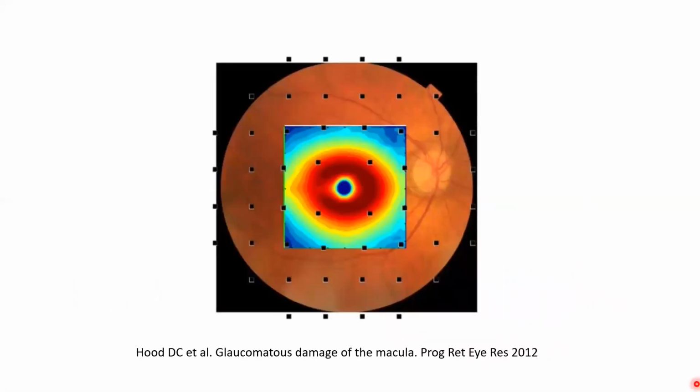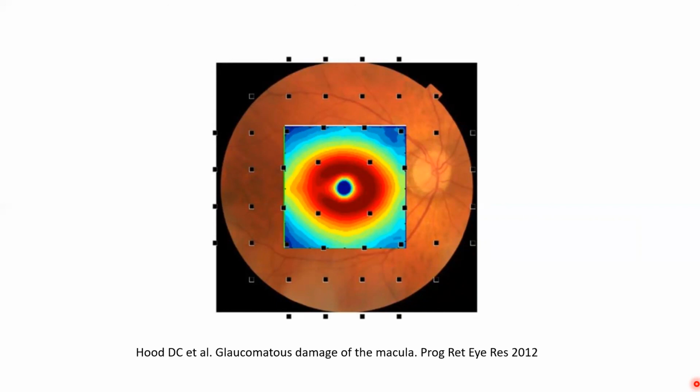And at the same time, Dr. Hood published a study showing that glaucomatous damage of the macula occurs and can be revealed by OCT. But the problem is that the raster of the current perimetry tests falls outside this region of interest. It's simply not dense enough to detect this glaucoma damage in the macula.